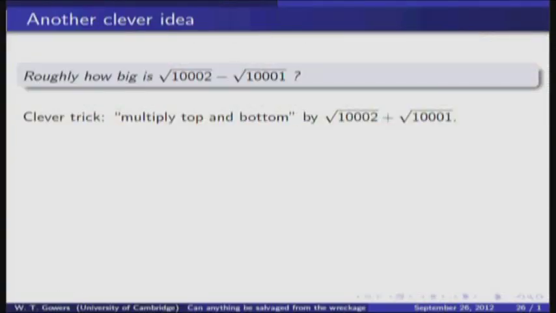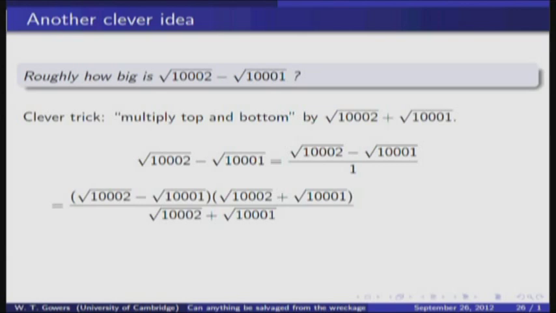And what we do is we multiply the top and bottom by the square root of 10,002 plus the square root of 10,001. That sounds a bit of an odd thing to say because there isn't a top and a bottom, but unperturbed by that, we just give it a top and a bottom by dividing by 1. We turn it into a fraction by dividing by 1. Now we can multiply top and bottom. So let's do that. I've multiplied the top by the square root of 10,002 plus the square root of 10,001 and multiplied the bottom by the square root of 10,002 plus the square root of 10,001.